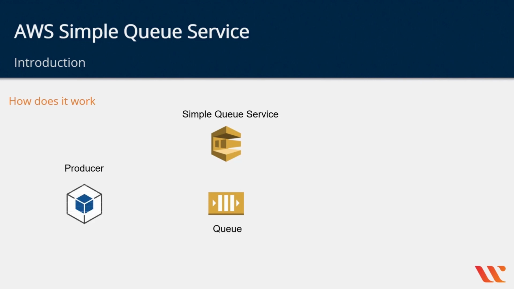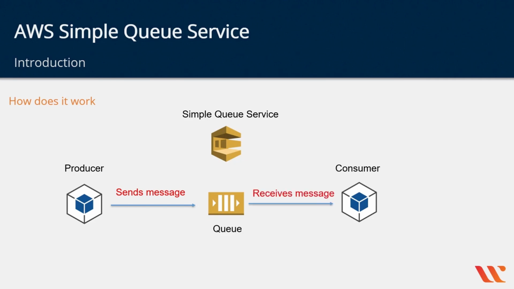You can then have an application or a component of your application sending messages to the queue. The component that sends messages to the queue is normally referred to as the producer. So the producer is the one that sends messages to the queue. And on the other side, you could have another component or application that's reading or receiving messages from the queue. And normally this component or application is known as the consumer.